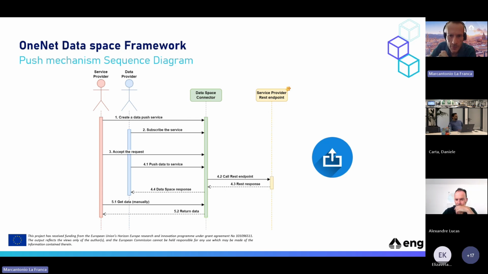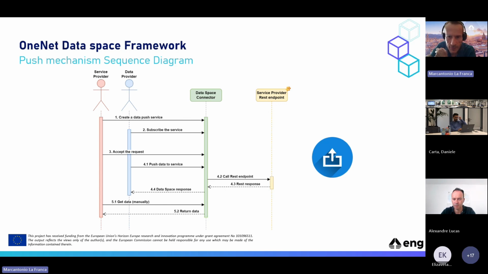As step 3 of this flow, the service provider can view a request list of subscriptions and accept the subscription received. As step 4, the data provider can select the push type service so that they can load the data into it. As part of the process, the external REST endpoint is also called, and then a response is returned, OK or failed in case of any problem.